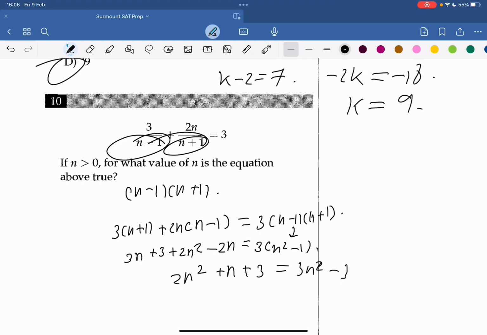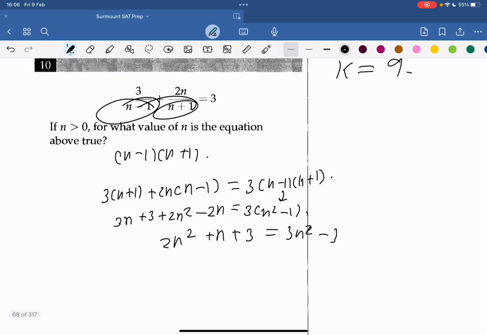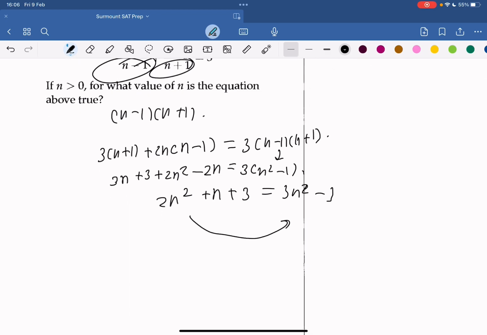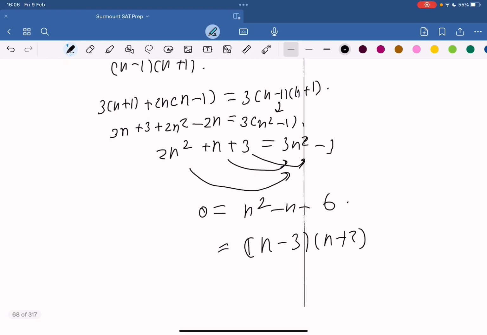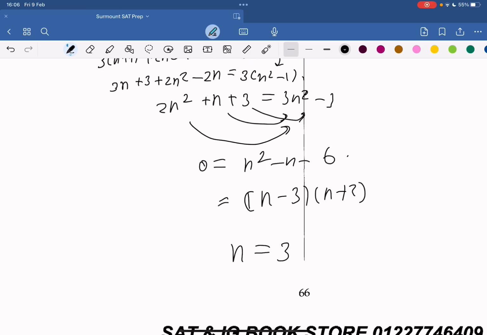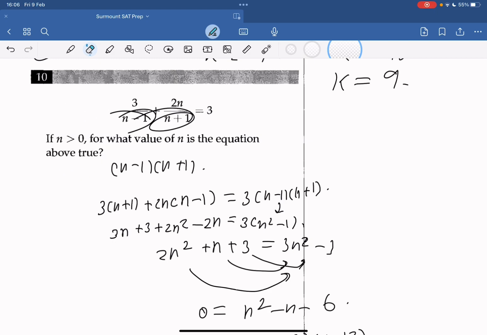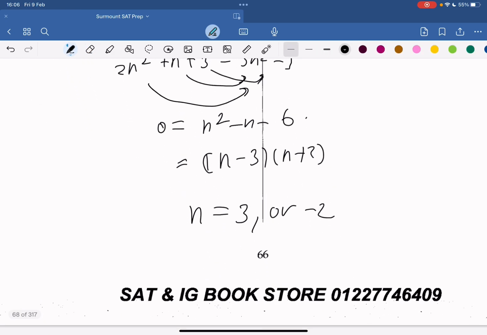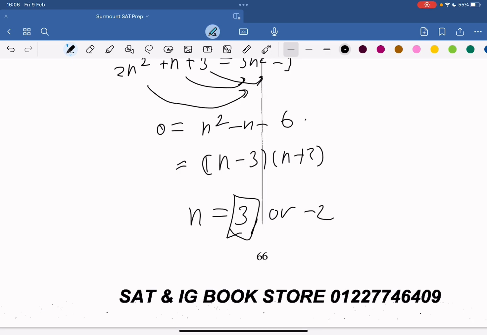Okay, now let's set all of those into one side. So let's move all of these and subtract. So we get 0 is equal to n squared minus n minus 6, which we can factor into (n minus 3)(n plus 2). So n is equal to 3 or negative 2, but in this case we have to find the value of n so that it's greater than 0, so the only plausible answer is n is equal to 3.